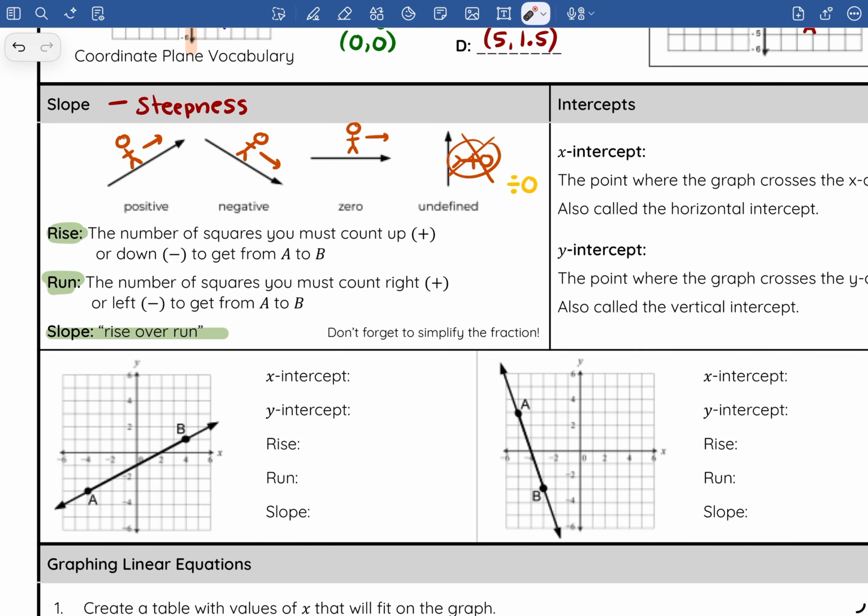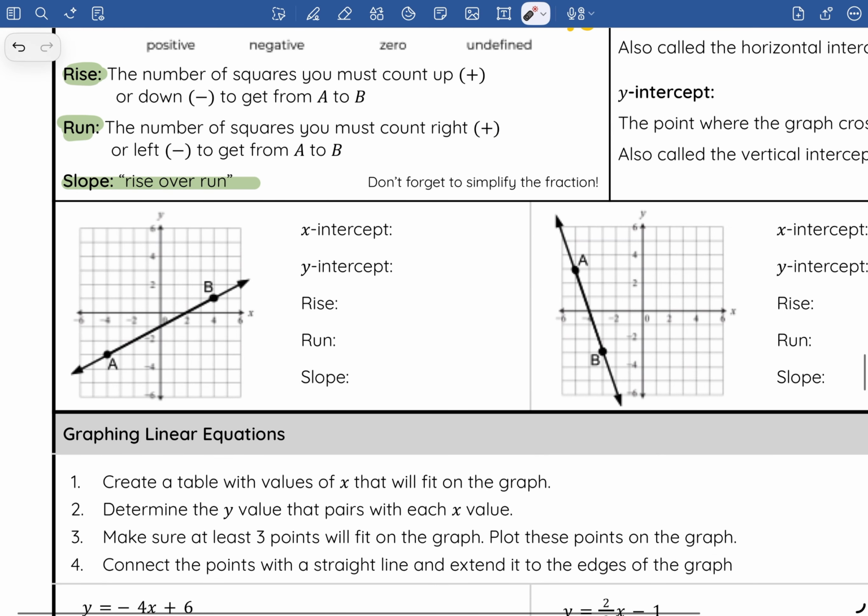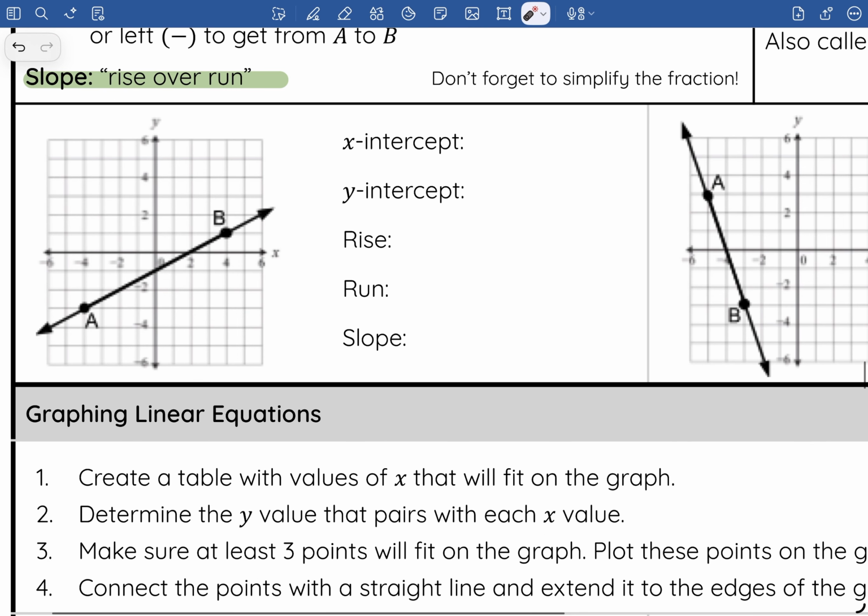Let's figure out the rise and the run between A and B. So we always start at point A and go to point B. This way, it just gives us somewhere to go. So looking at this, the rise is the number of boxes we have to count up or down. In order to get from the level that A is on to the level that B is on, we have to go up, so that'll be positive.